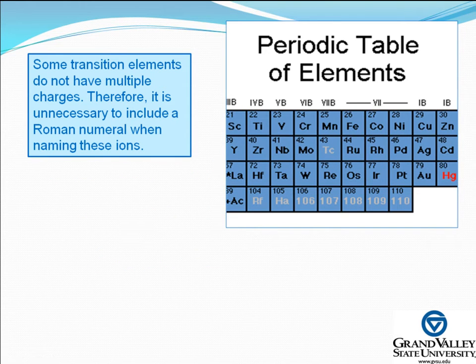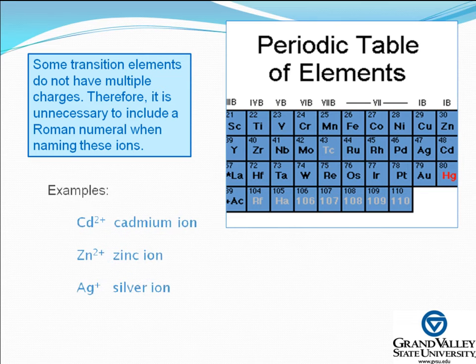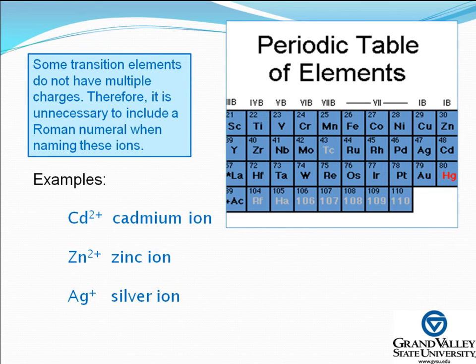Also note that some transition elements, such as zinc and silver, do not have multiple charges. Therefore, it is unnecessary to include a Roman numeral when naming these ions.